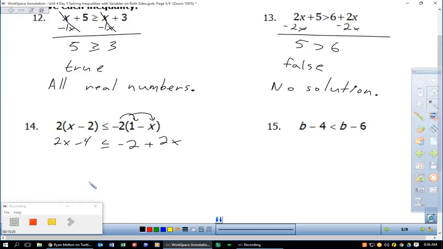Alright, now, I want you to do this with me. This is probably the only time I'll ever do this. You have a 2x on both sides. We're going to subtract that, right? That means those two just kind of fall off, right? Negative 4 is less than or equal to negative 2. Is it true or false?